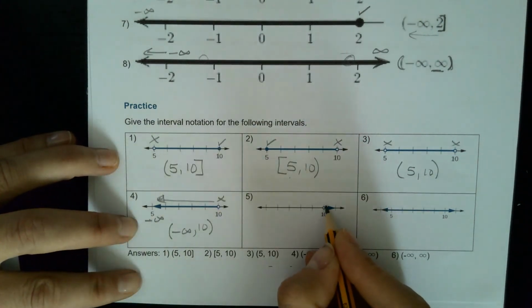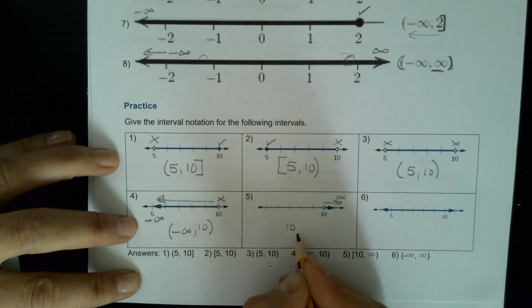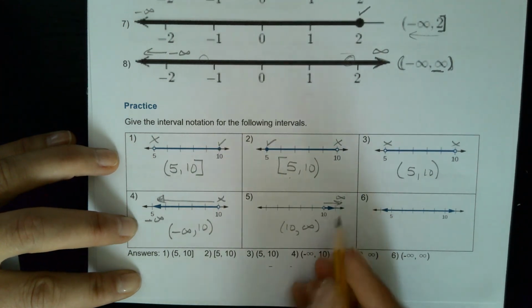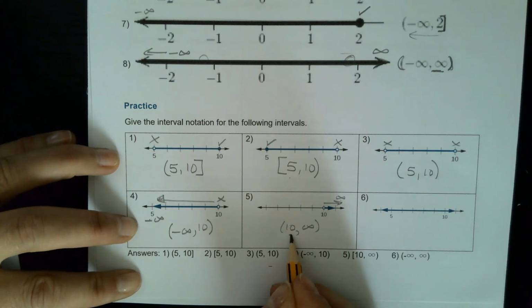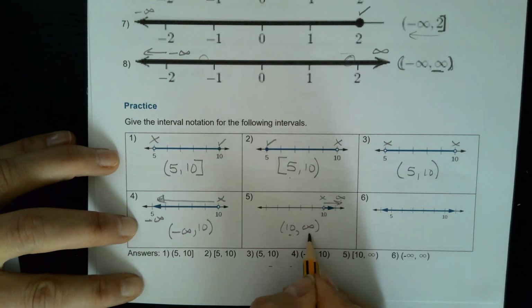Now this says 10, and it has an arrow. So it's going towards infinity. So you have 10 going towards infinity. 10 is smaller than infinity, so it's going to go on this side. And because it's an open bracket, you have to not include it. And infinity always has a round bracket.